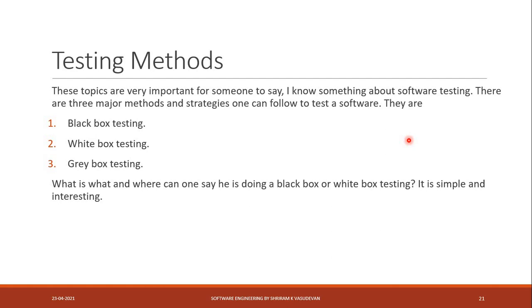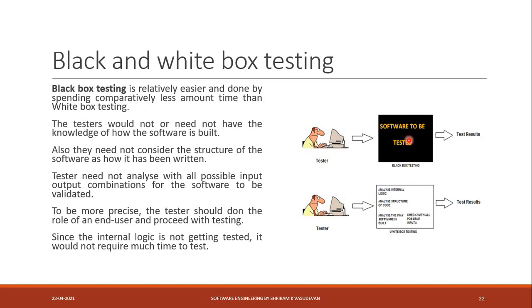Now, testing methods. This is a very important question, so please listen to it carefully. There are 3 types of testing that we normally go ahead with: black box, white box, and grey box. What is black box? Very simple. The box itself is very clear. I do not know what is inside. I do not know what is inside the software.